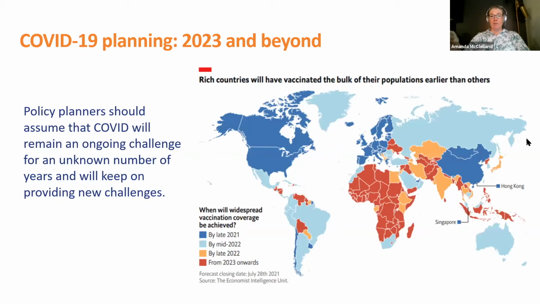So what does that mean for us as planners as we're thinking through bottlenecks and how we accelerate implementation? Essentially, we should assume that COVID will remain an ongoing challenge for an unknown number of years, and will continue to provide new challenges as vaccine supply increases, but variants potentially change and dose availability fluctuates.